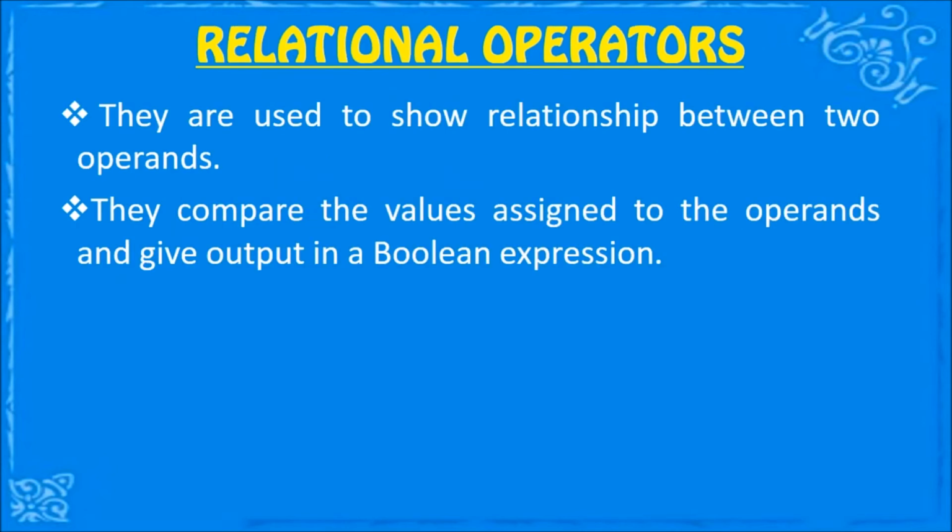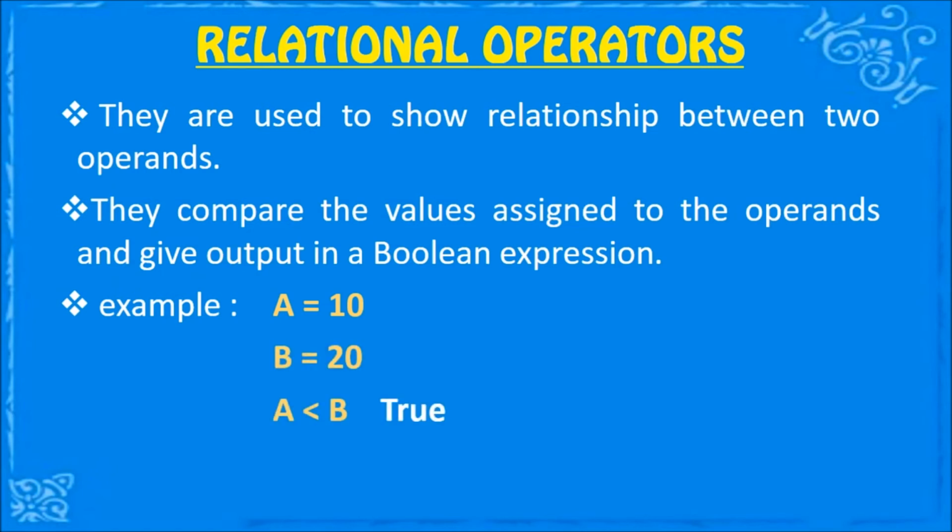The next operator is the relational operator, and they are used to show the relationship between two operands. They compare the values assigned to the operands and give output as a Boolean expression. So let's understand, different examples are there. Here if I say a equal to 10 and b equal to 20, and if I say a is less than b, the answer will be true. The output of this will be given as a Boolean expression. It will either be true or false.